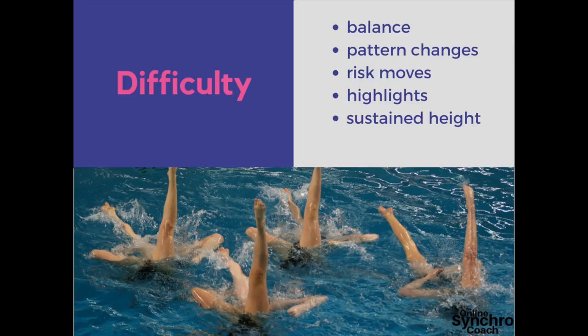Pattern changes. Are the pattern changes all really easy? Do you have any under or in hybrid pattern changes? Difficulty also increases the faster you do pattern changes, the closer swimmers are together. Do you have risk moves? So this could be highlights, it could be partner moves, it could be the hybrid you do, it could be a pattern change. Your highlights, are they easy highlights, harder highlights? How many people are involved in them? How quickly do they happen, right? That also contributes to difficulty.